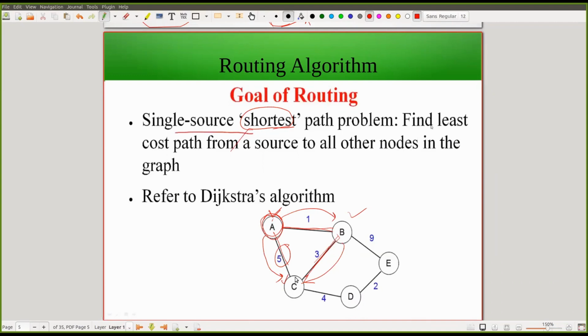Based on that, the routing algorithm is going to populate the routing table. The routing table is built based on that. So what is the least cost path at this particular point of time? And the routing algorithm is going to do it dynamically. That's where metrics come in, depending on your requirement.